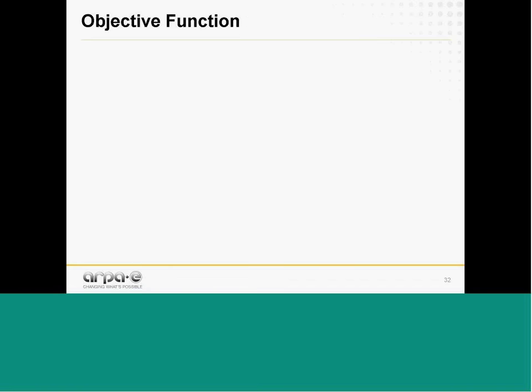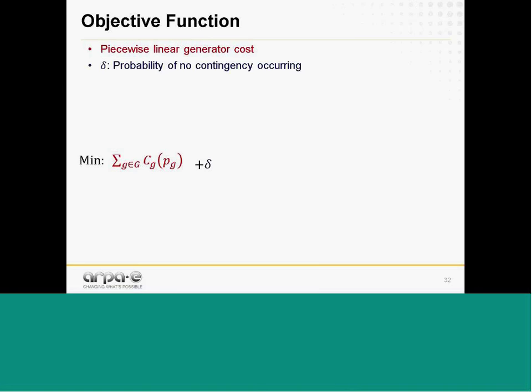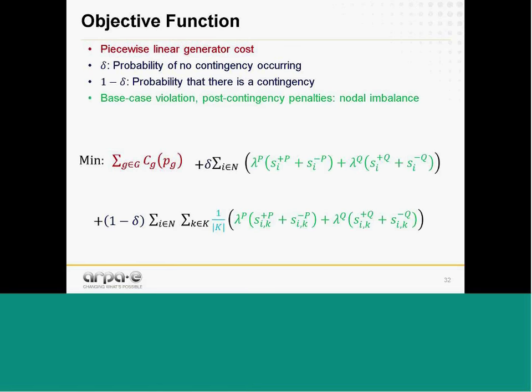The objective function. It's going to have a piecewise linear generator cost function, just like all of our markets have today. There's going to be a probability that we define relative to having no contingency occurring. And there's also a probability defined based upon contingencies occurring. Then you're going to have, relative to the base case, relaxations and the post-contingency relaxations on node balance constraints.